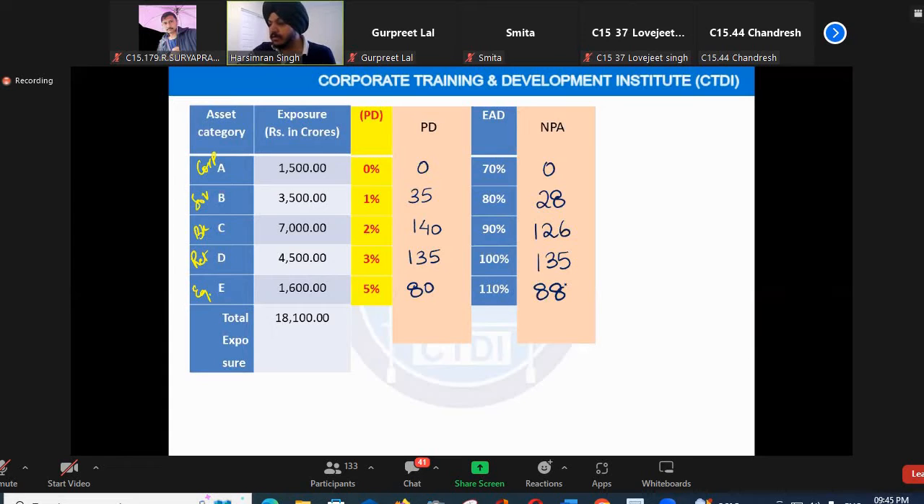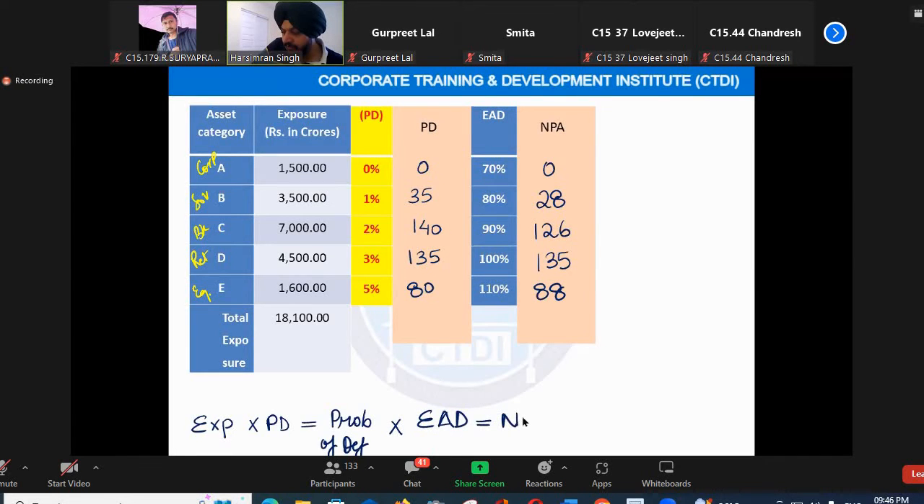Now look here, please understand one thing. First of all, exposure is given to you. When you multiply the exposure with PD, you only get the probability of default. This is nothing. This is then multiplied by EAD, and you get NPA. So if he asks you the NPA only of the sovereign business, the answer is 28.